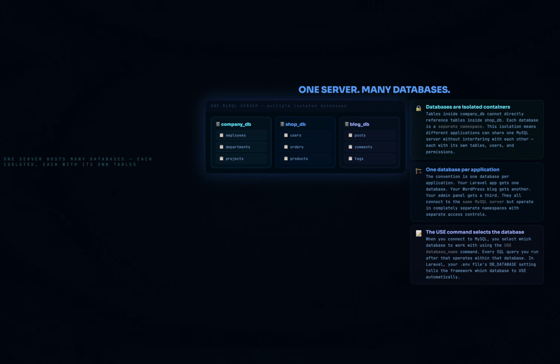The convention is one database per application. Your Laravel app gets one database. Your WordPress install gets another. They all live on the same MySQL server, but operate independently with separate access controls and separate table namespaces. In Laravel, the use command is handled automatically. Your .env file's DB_DATABASE setting tells the framework which database to operate in.